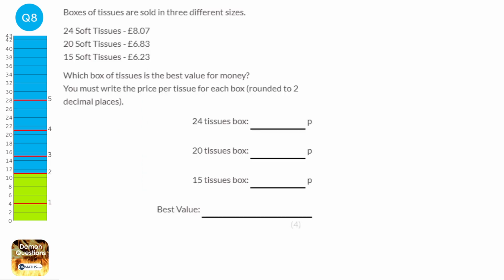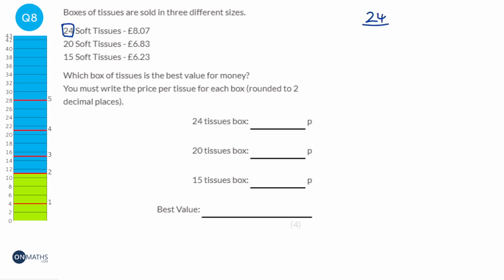There are a number of different ways of working out this question. You can find out the amount of tissues per penny. You can work out the price of one tissue, or you can get all the amount of tissues into the same amount. I'm going to find out the price per one tissue. And we're going to start off with the 24.